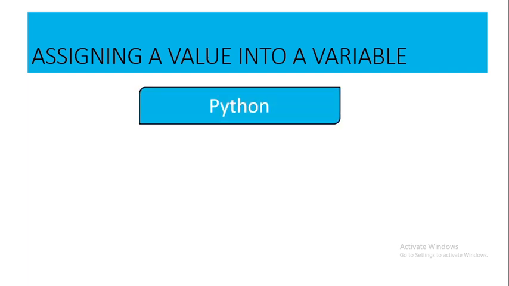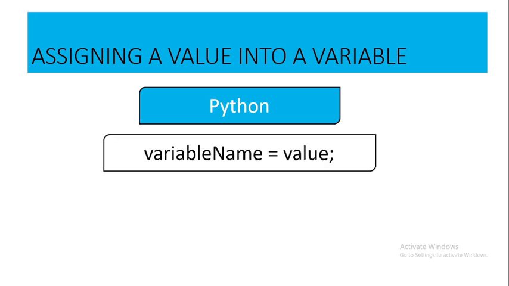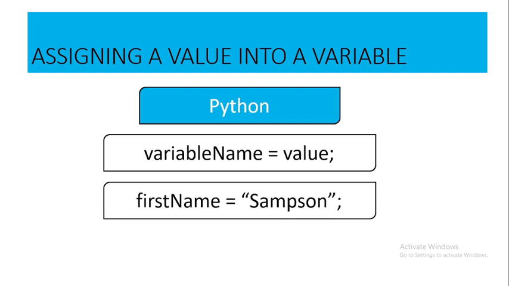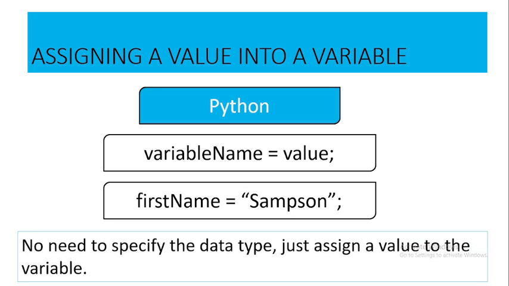Let's look at Python programming language. As we have established earlier on, declaring a variable under Python programming language, we do not use any keyword. So you need to have the name that you are giving to that particular variable and then assign a value to it. So we have first name equal something. So no need to specify the data type. Just assign a value to the variable. This is because Python programming language is made to be easy and then flexible.